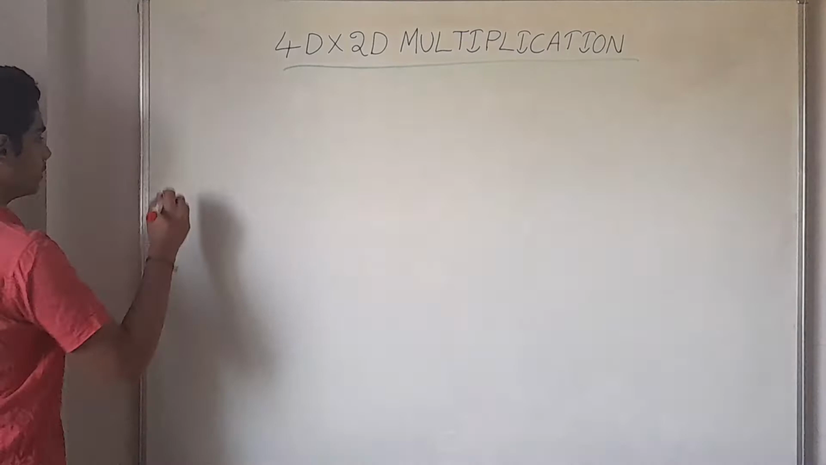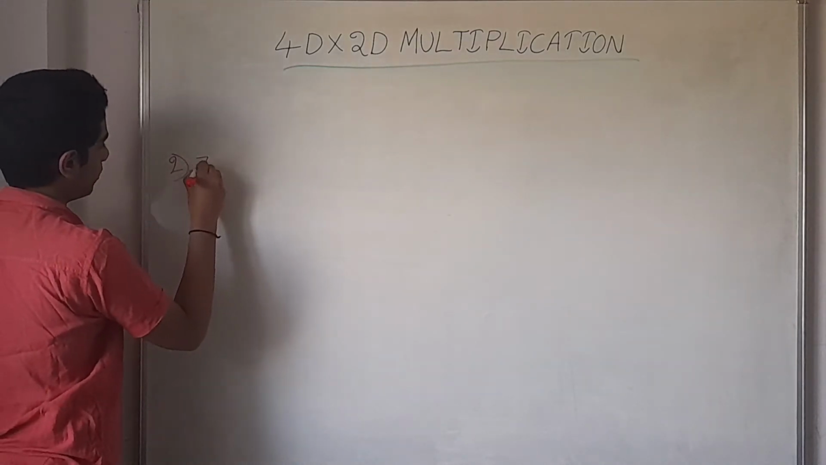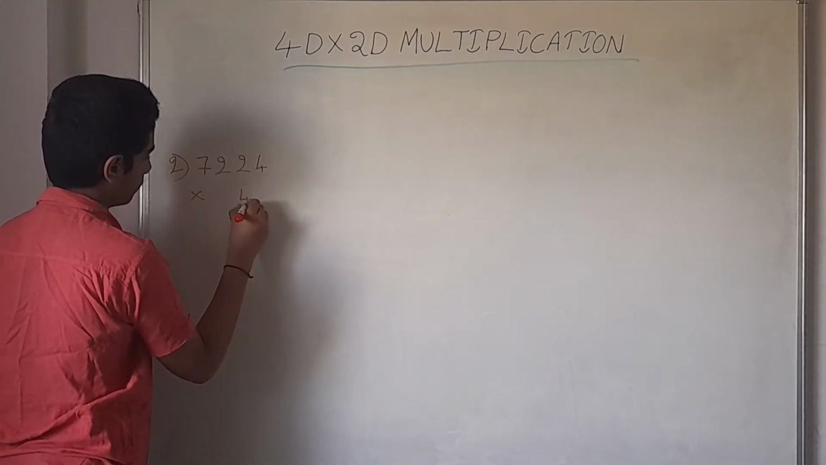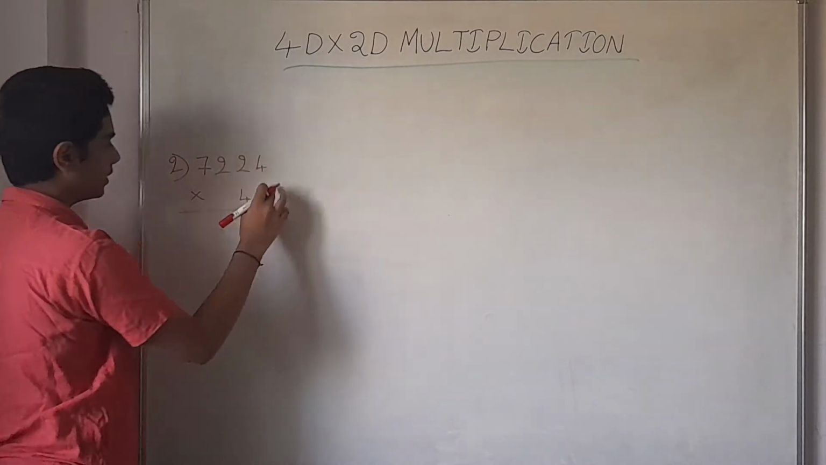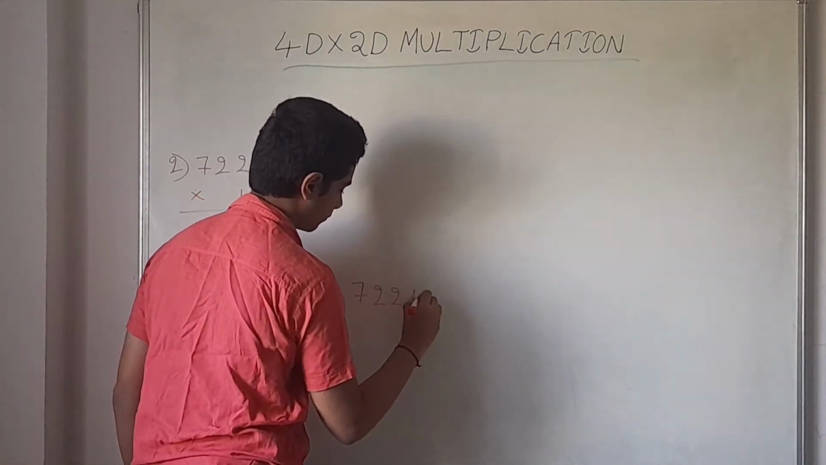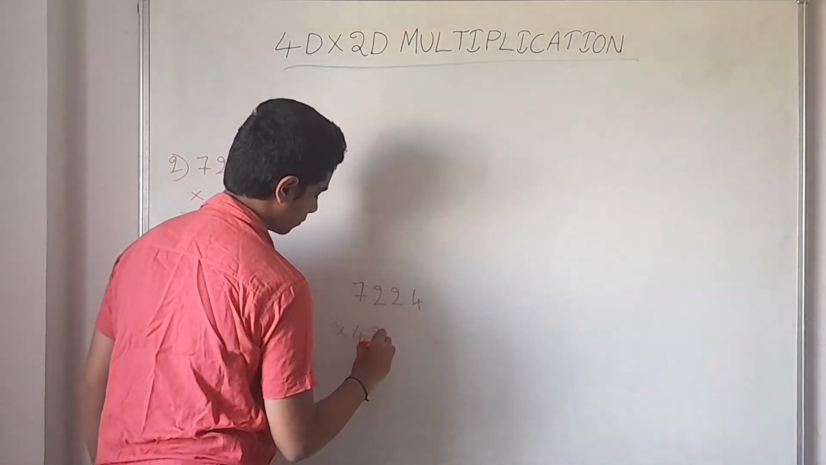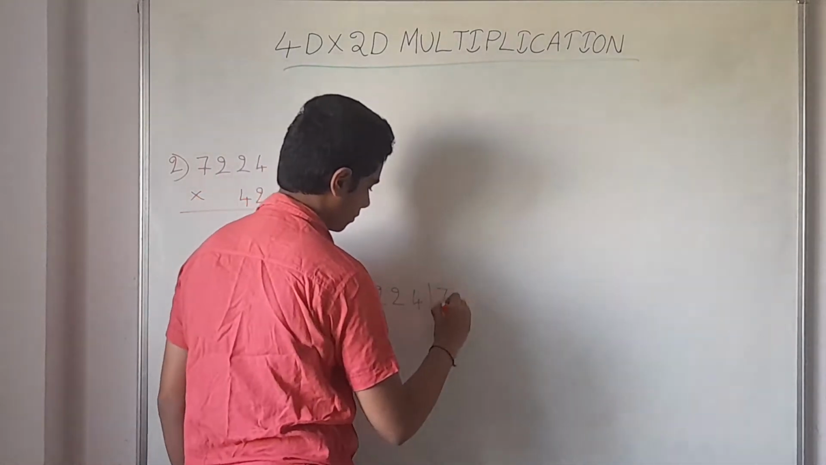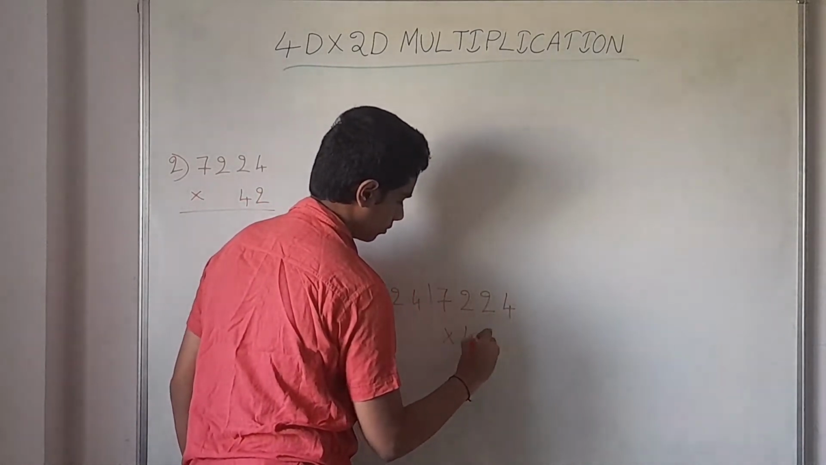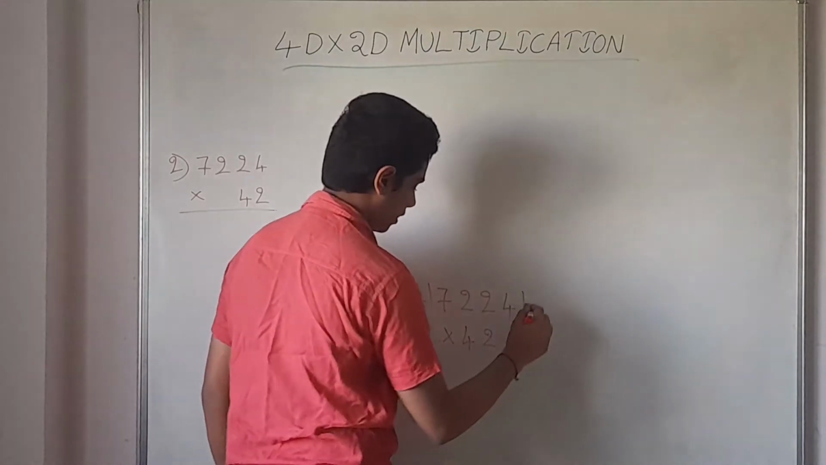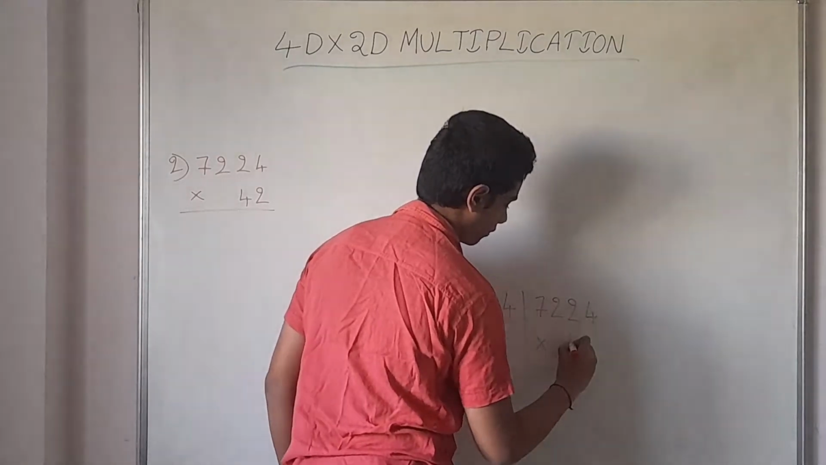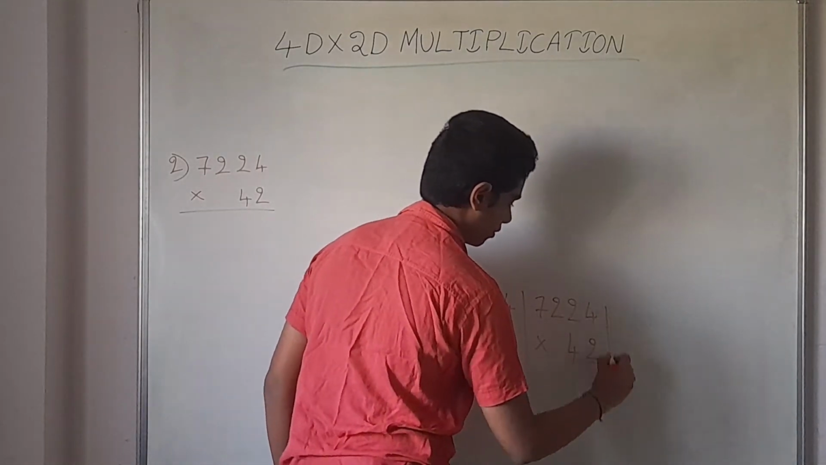Let's take another example. 7224 into 42. You should divide this in 3 parts. In the first part you should write 7224 into 42. In the next part you should write 7224 into 42. In the next part you should write 7224 into 42. And at last draw a line.